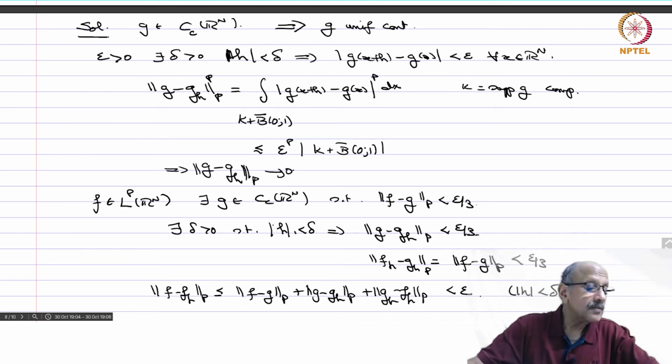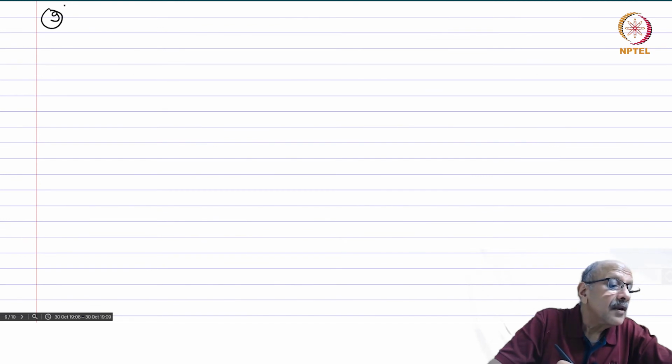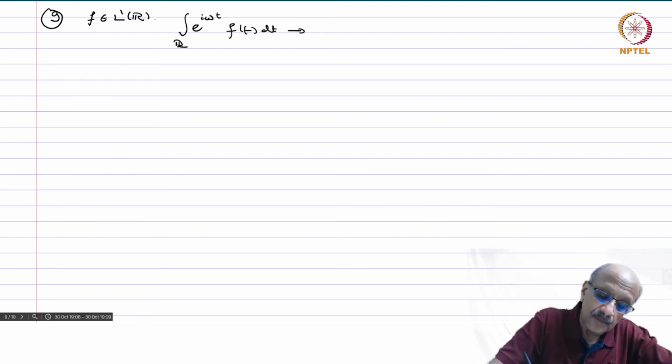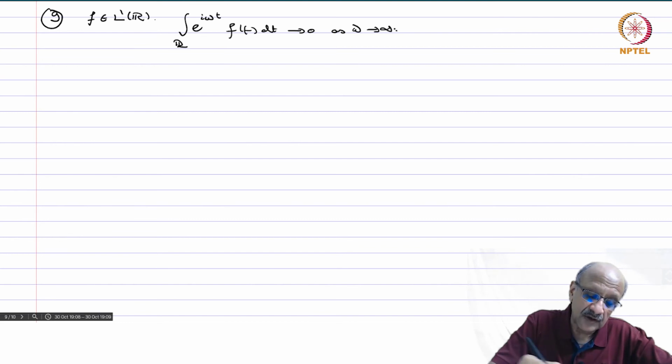Okay, so as an application of this result, we take f belonging to L1 of R. Then the integral over R of e^{iωt} f(t) dt tends to 0 as ω tends to infinity. So we are taking a complex function. Of course, for complex functions it's the same Lebesgue integral; you take the modulus, and it should be integrable. So if you take the modulus, f is in L1 and the modulus of e^{iωt} is 1, and therefore this is still integrable, and therefore this is well defined.